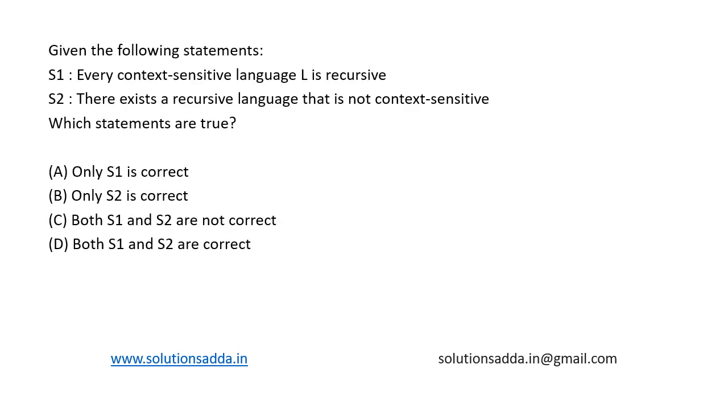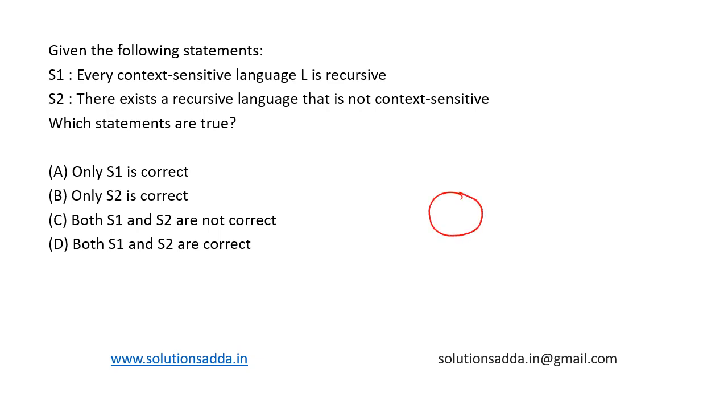This is a question from theory of computation. Given the following statements, S1: every context sensitive language L is recursive. S2: there exists a recursive language that is not context sensitive. Which of the statements are true? So let's draw the Chomsky hierarchy of the languages.